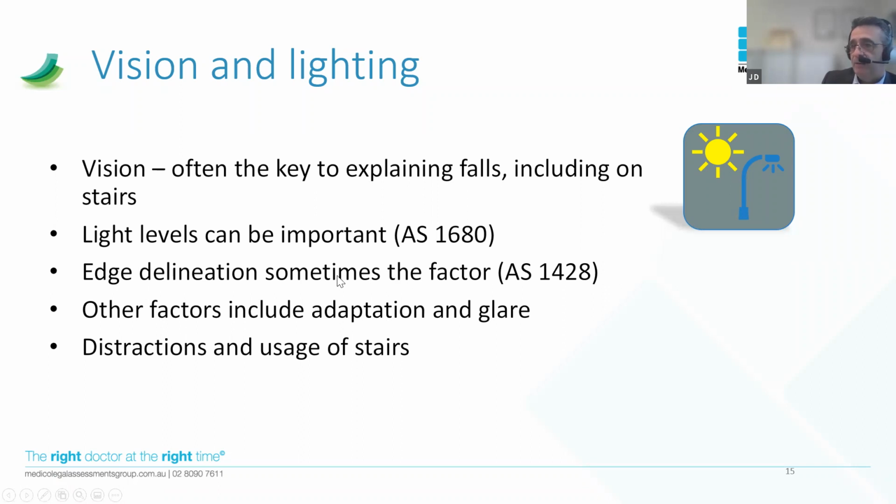Other factors we may look at are adaptation and glare, which is a change in lighting, from lighter to darker, or if there's a bright light source which may cause a person to momentarily not be able to see the stairs properly. Other things might be distractions and the usage of the stairway.